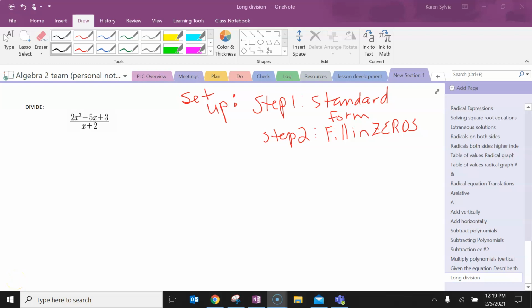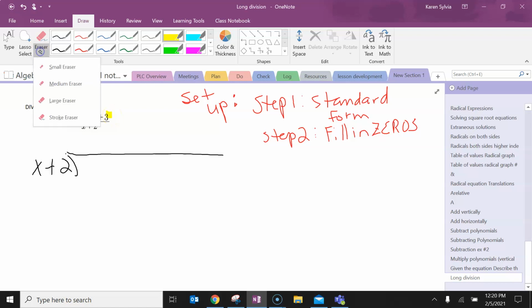First thing we need to do for the long division is remember this setup. Inside the box, we want to put our numerator, and outside the box is going to be our denominator. So in this case, I know I'm going to have x plus 2 out here. But before I plug it into my box inside, I need to make sure that it's in standard form, meaning from highest exponent to lowest. And in this case, I went from 3 to 1 to none. So it's in standard form.